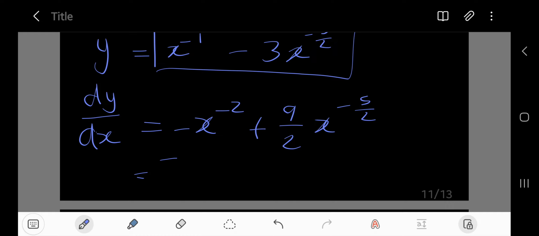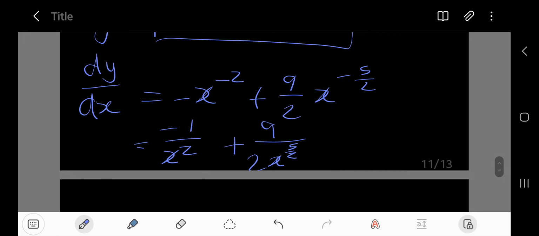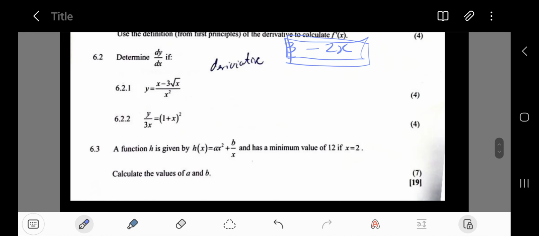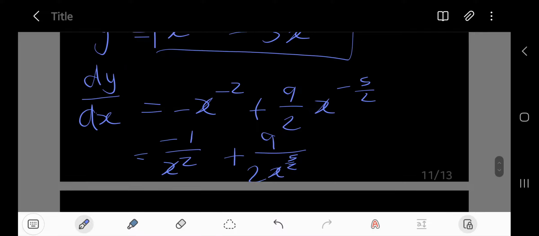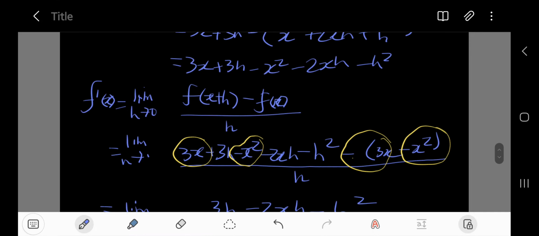We can stop here, or maybe if your teacher wants it in positive exponents, let's do that. We're going to have negative 1 over x squared. Now when we take it below, just make sure that the sign of the exponent changes. Plus 9 over 2x to the power of positive 5 over 2 now. So yeah, we have that. Let's move to the next one, 6.2.2, which says y over 3x is equal to 1 plus x squared.